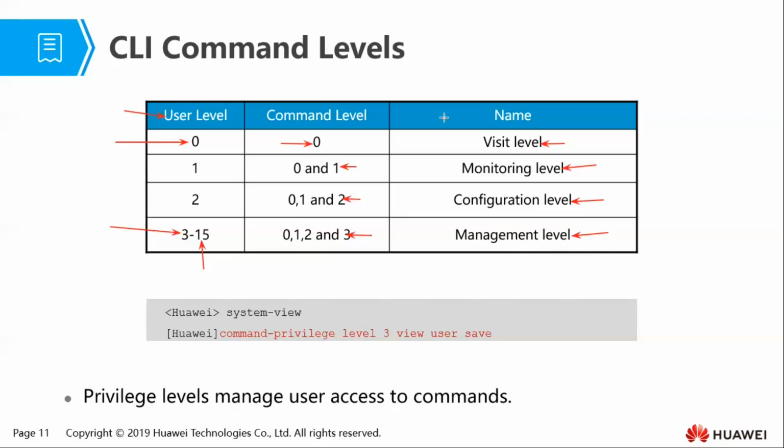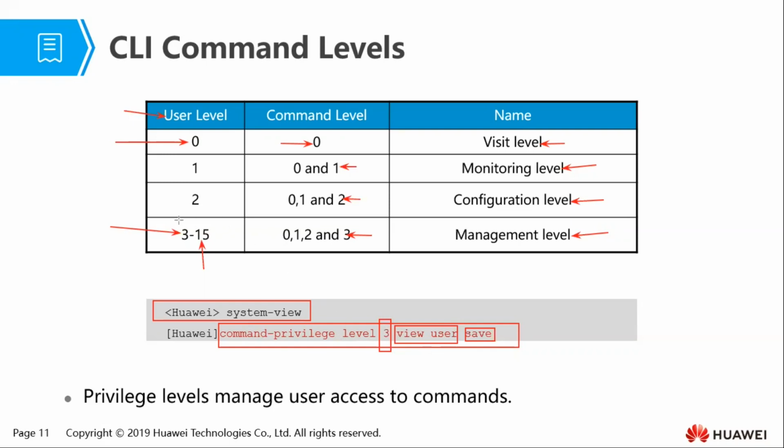Now, in this particular example, we are moving into system view, and in system view, we are using this particular command: command-privilege level 3 view user save. What this means is that we have a command called save, which can be accessed on the user view, as we are going to see. We are simply saying that for you to use the save command, you must have a command privilege level of 3.